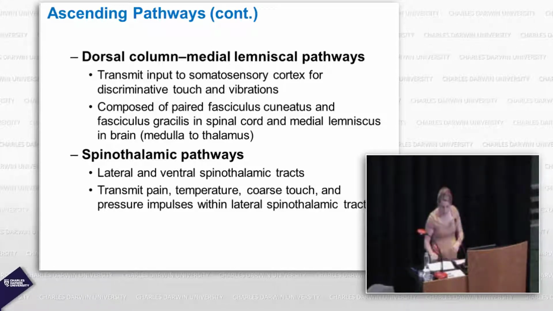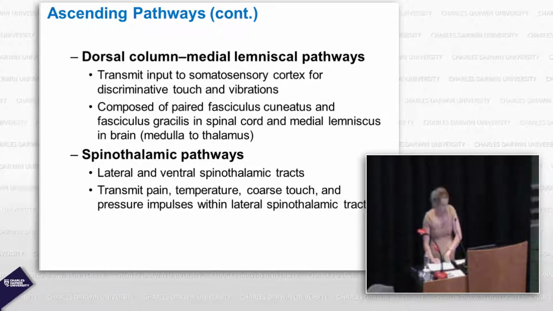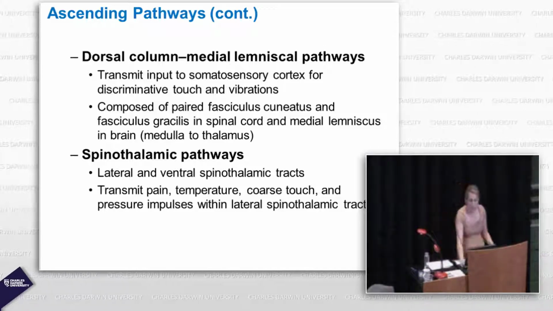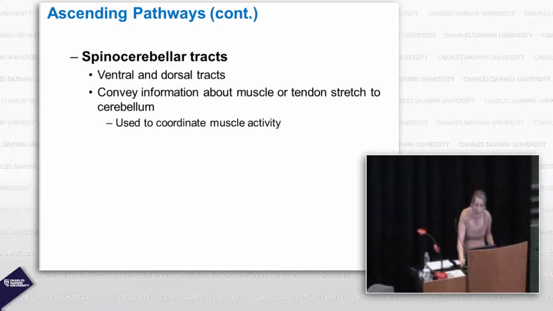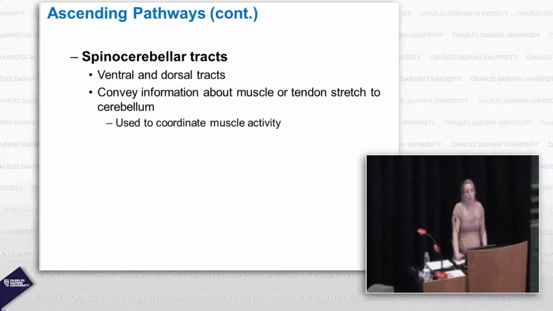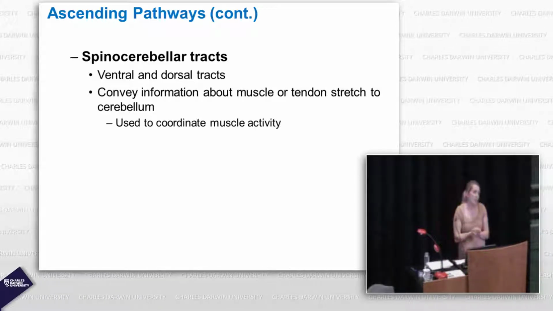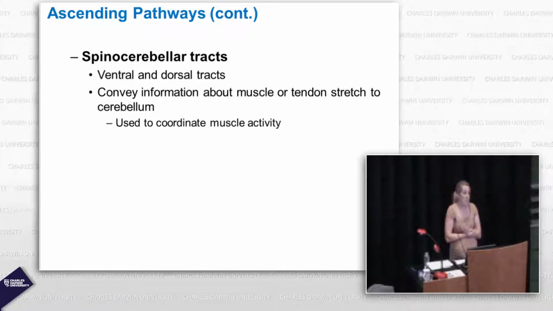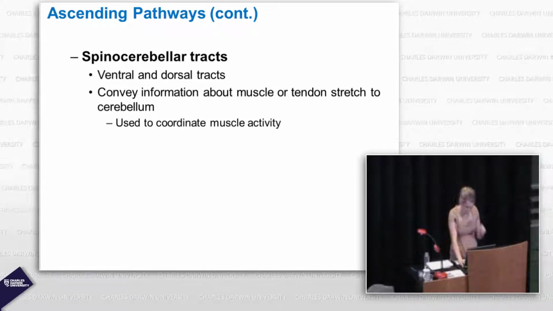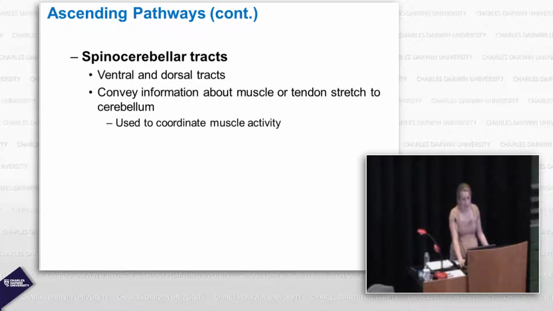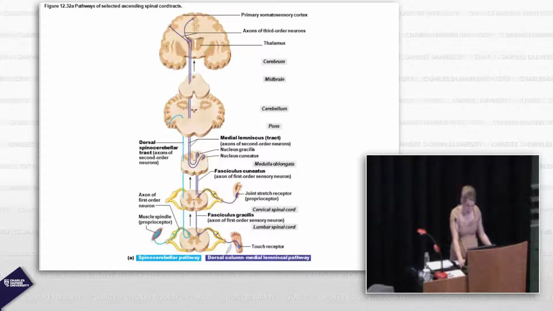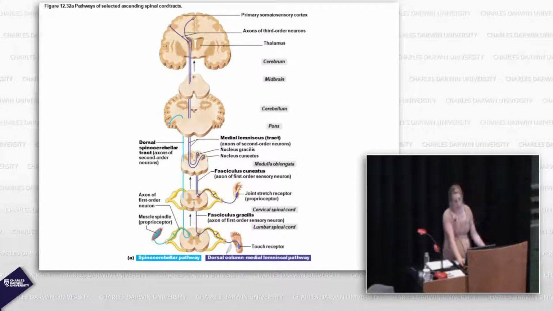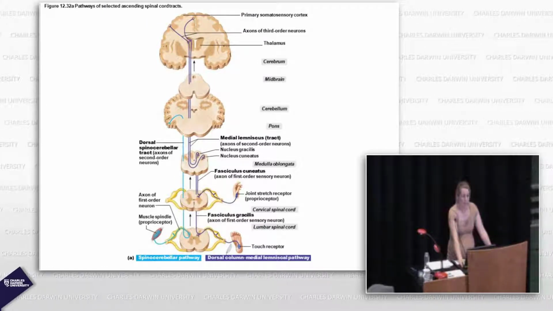Finally, we've got the spinocerebellar pathway, and this transmits information from proprioceptors, so information about the position of our joints and muscles to the brain. And this helps us to coordinate muscle activity. Okay, so these ones get a little bit complex. These are those multi-neuron pathways that we were just talking about.